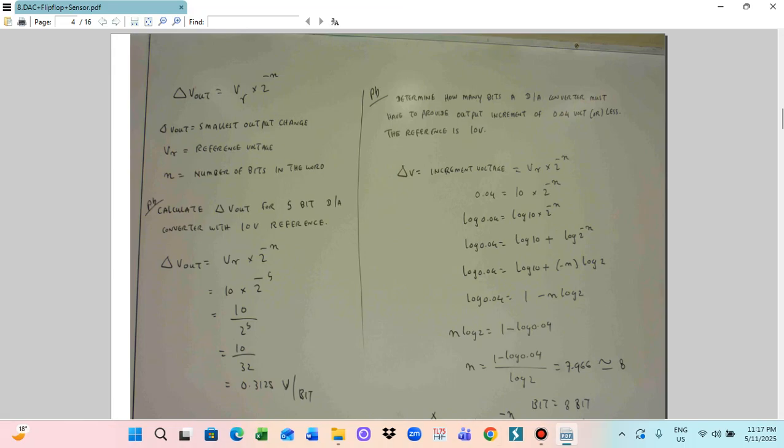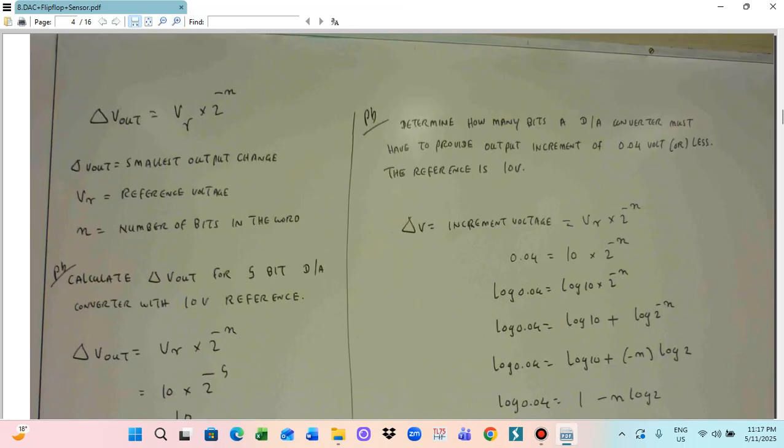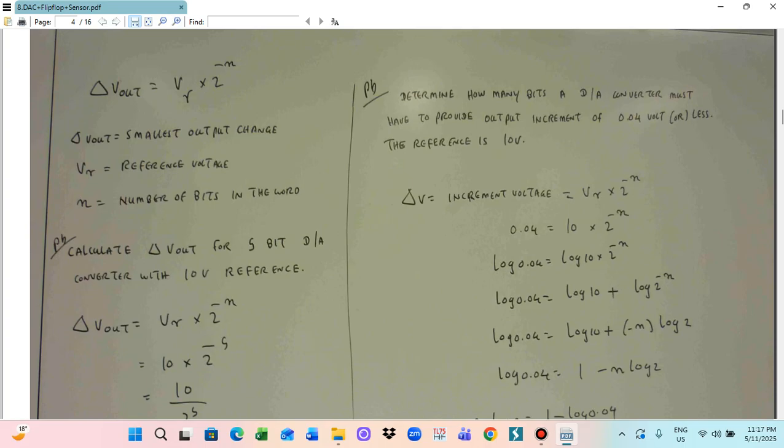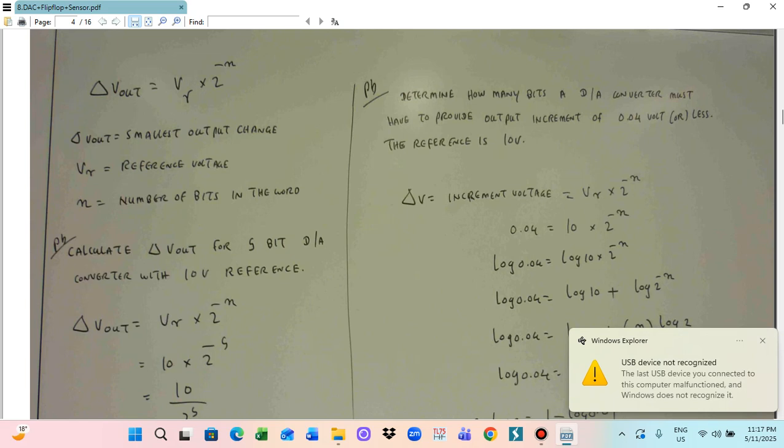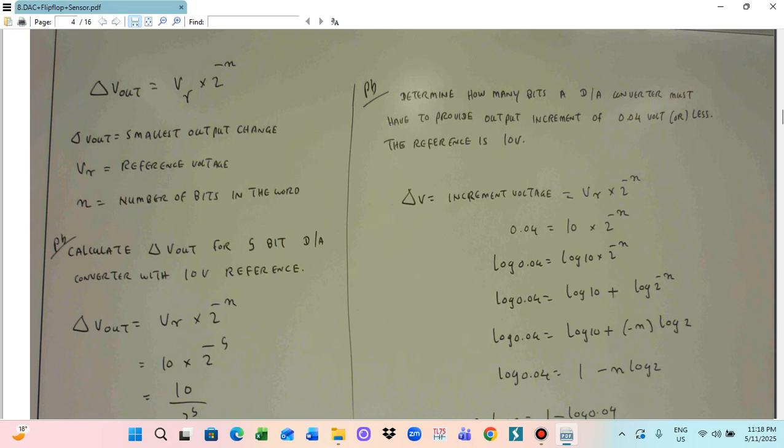The next one: determine how many bits the digital to analog converter must have to produce an output increment of 0.04 volt or less. The reference voltage is 10 volt. In this case, we have to get the increment 0.04, so delta V equal to 0.04 volt. We write down the equation VR multiplied by 2 power minus n: 0.04 equal to VR, which is 10, into 2 power minus n.